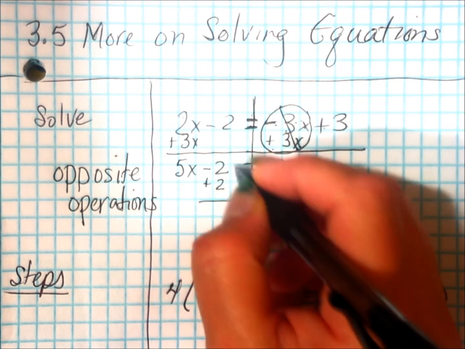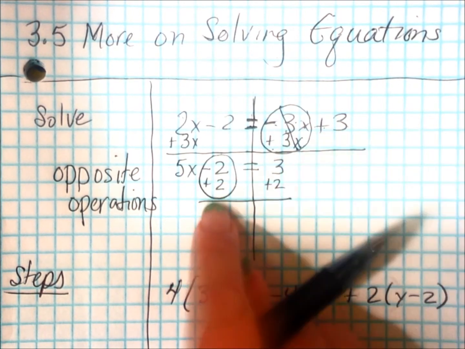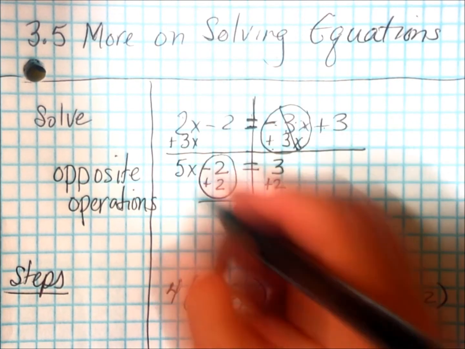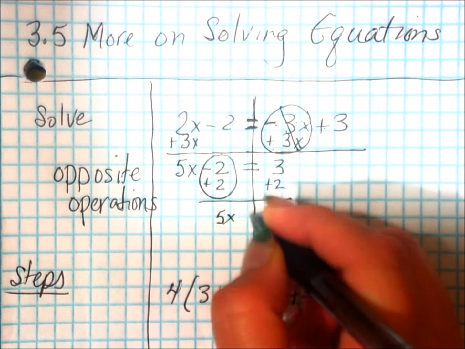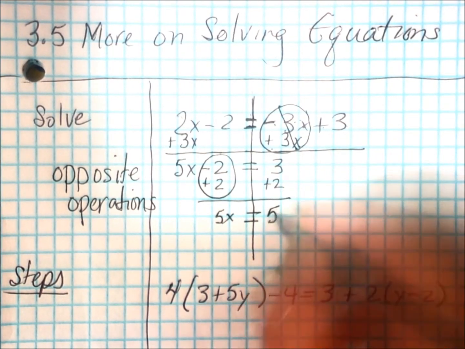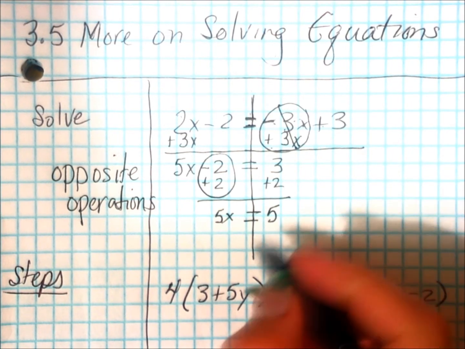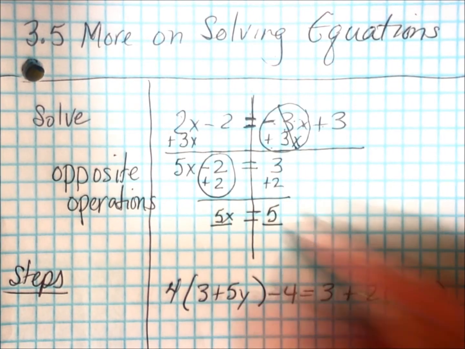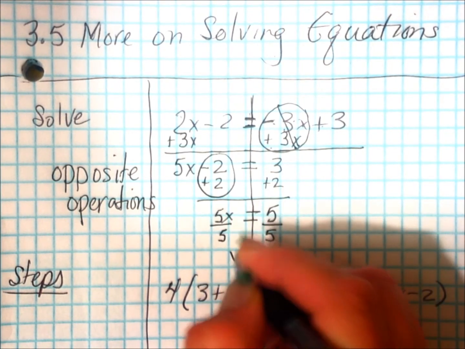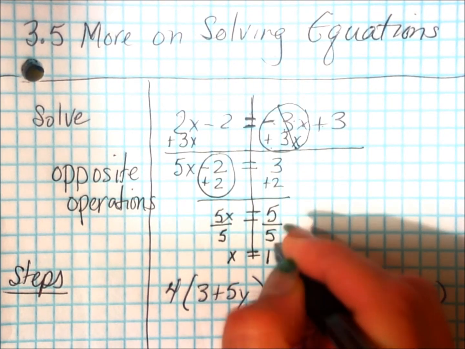So what I'm done here, I get 2 minus 2, positive 2 and a negative 2 make 0. Bring down your 5x, bring down the equal sign. 3 plus 2 would be 5. Opposite operations, this is multiplication, so the opposite would be division. Here I get x equals 1.